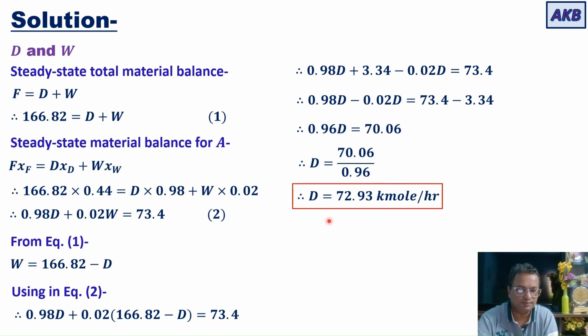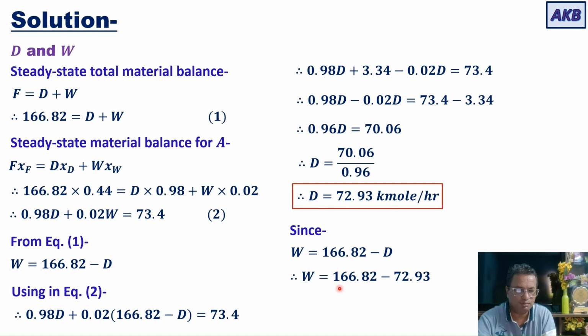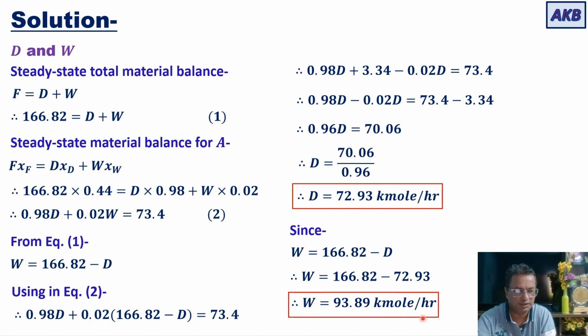So in this way, we get the value of D. Now, in order to get the value of W, we are going to use this. Since W is 166.82 minus D, now you know D. So W will be 166.82 minus 72.93. That gives us W as 93.89 kilomole per hour. Okay. So in this way, we get the values of D and W.